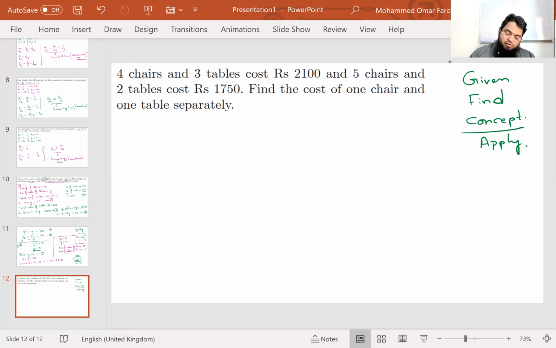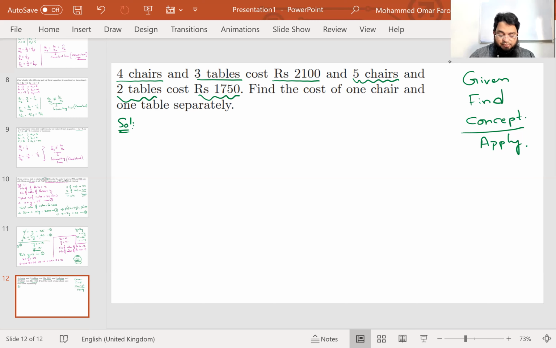So now what is given here? The first: the cost of 4 chairs and 3 tables is equal to 2100. And 5 chairs and 2 tables cost rupees 1750. These are the two different situations. Then what are you supposed to find? The cost of one chair and the cost of one table. Okay, let us go for the solution.